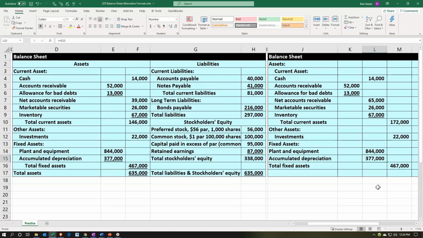I'm going to underline these 377 now by going to the Home tab, the font, and then underline. Then we'll indent these. I'm going to select these three items, Home tab, alignment, indent. Then we'll indent the total fixed assets again, Home tab, alignment, indent again. Then I'm going to say the total assets then.